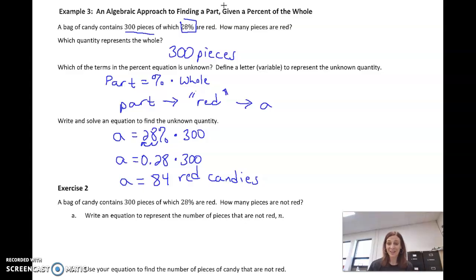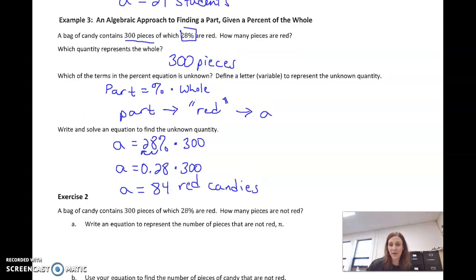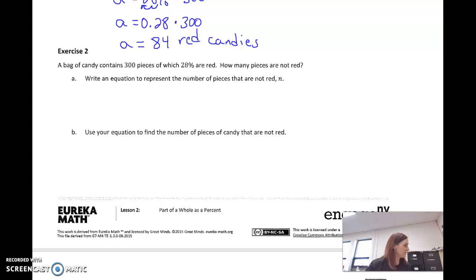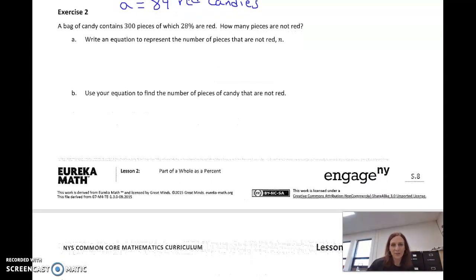So let's take a look at this next example because it looks really similar to the one we just did. The difference with this one, if you notice, again, it says a bag of candy contains 300 pieces, 28% of which are red, but then it says how many pieces are not red. So it says write an equation to represent the number of pieces that are not red.